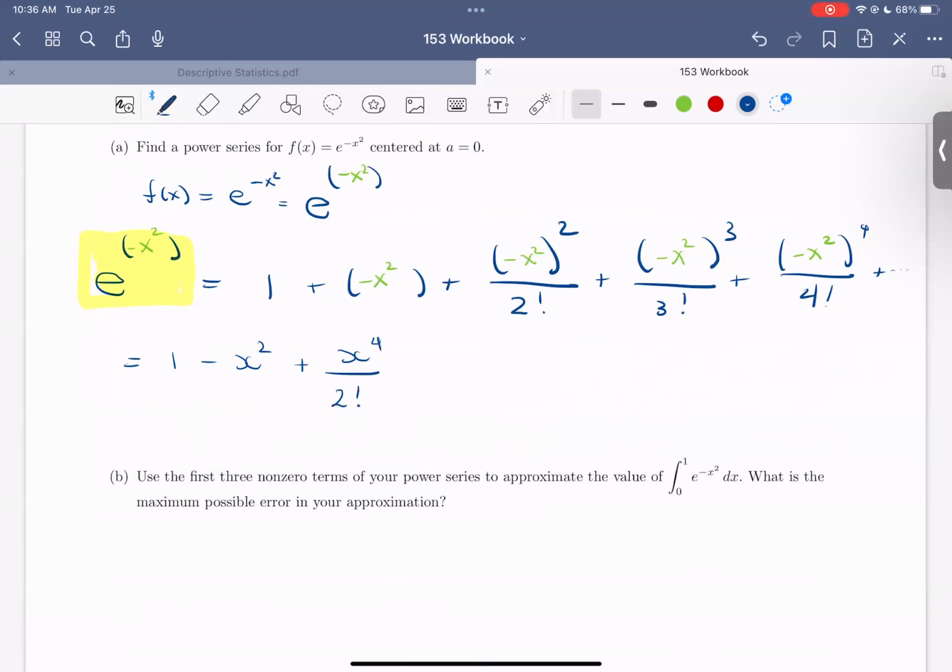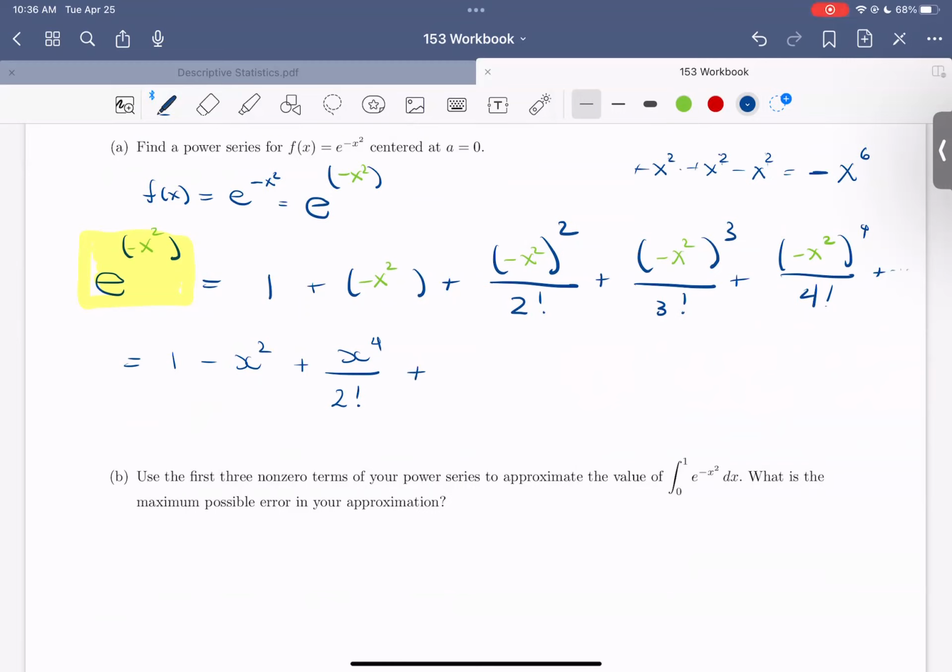Then I get negative x squared cubed. So I get negative x squared times negative x squared times negative x squared. So what happens when I do that? Well, two of the negatives cancel, but I'll still get one negative left. And then I have a product of 1, 2, 3, 4, 5, 6 x's. So it looks like negative x to the 6.